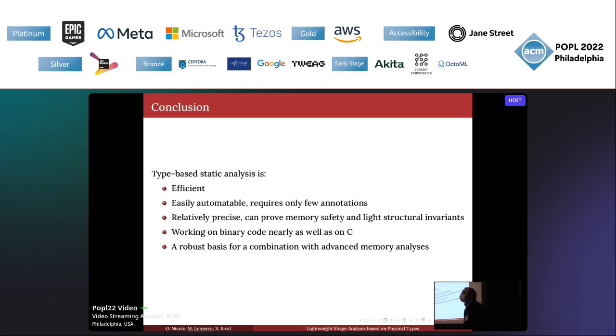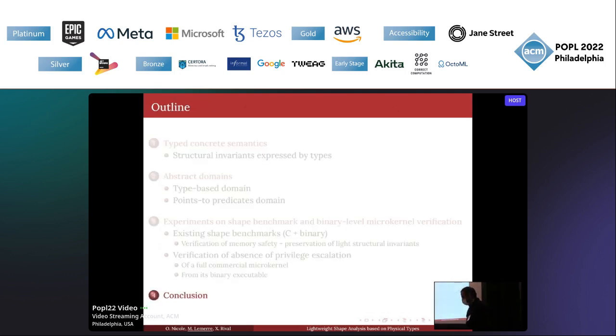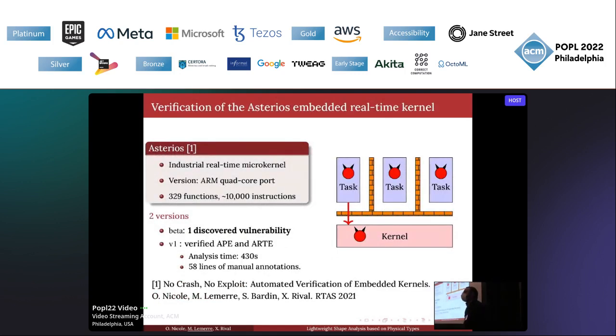From your previous slide, how did you find the privilege escalation? How did we know? We found an error, and then we investigated manually. There was an alarm in the analysis, and when we investigated this particular alarm, we discovered that it was not a false alarm, but it was a true error.